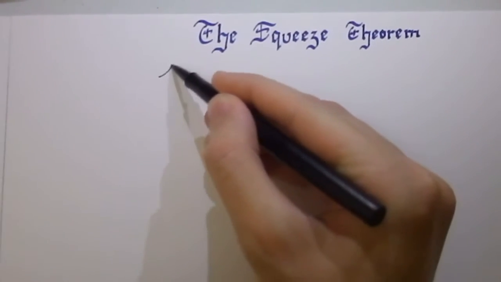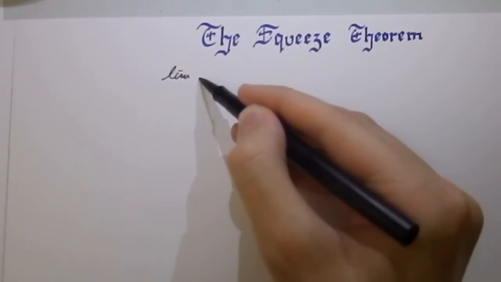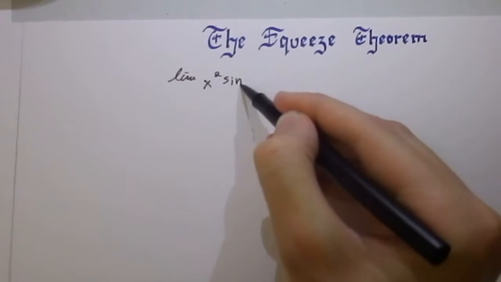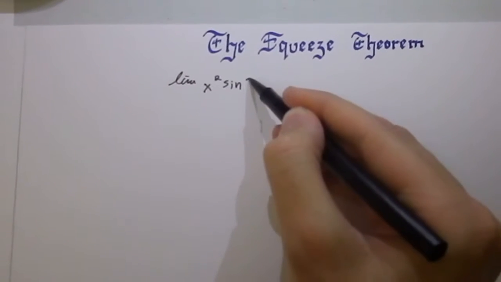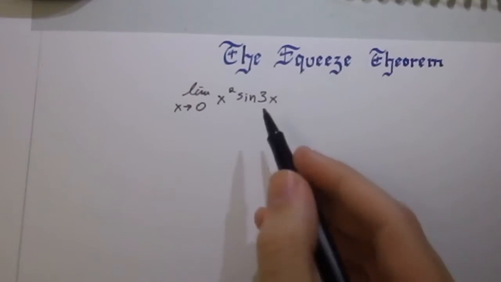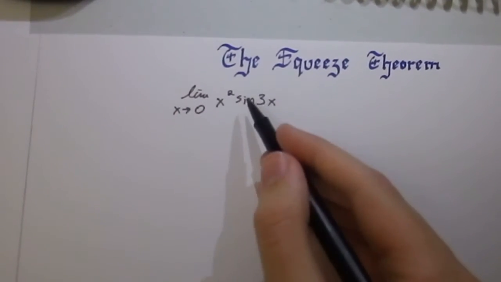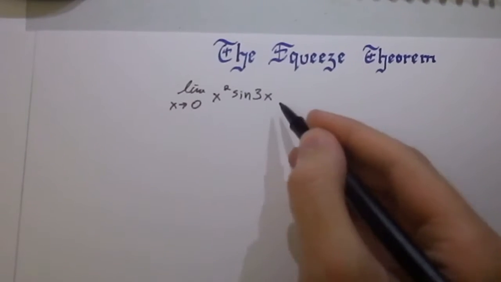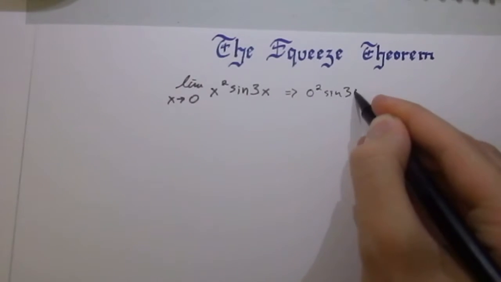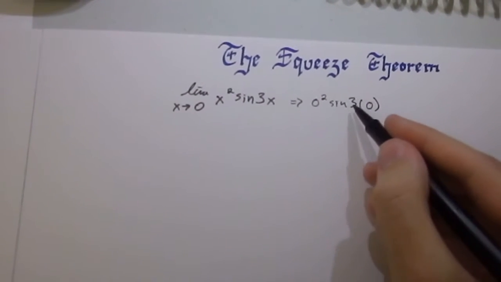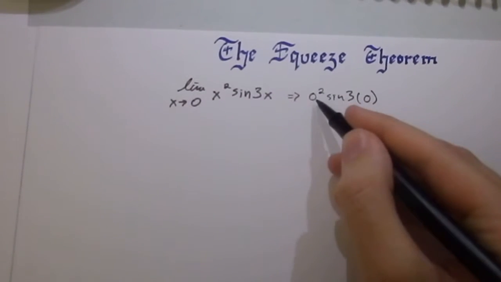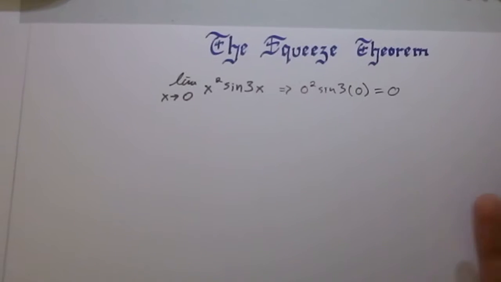Let's say you have the limit of some function, let's say x squared sine 3x as x goes to 0. Well, let's try using substitution and plugging in the zeros. You have 0 squared sine of 3 times 0, and this becomes sine of 0. Sine of 0 is 0, times 0 is 0. So there's no problem there.